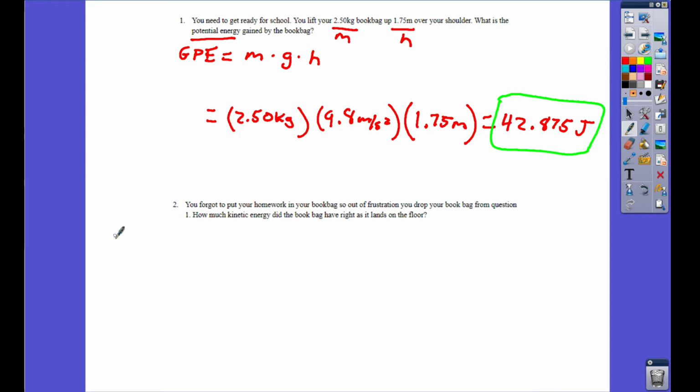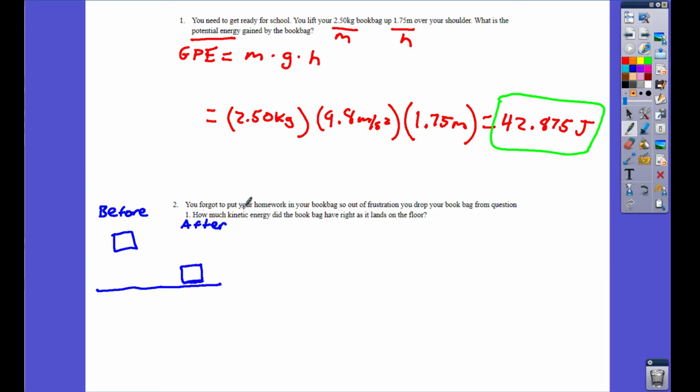So we have our book bag here, and we have the floor underneath it. This is our before. And afterwards, our book bag is just going to be off the floor, just right as it lands on the floor. So just before it hits the floor, that's where we want to consider this book bag here.